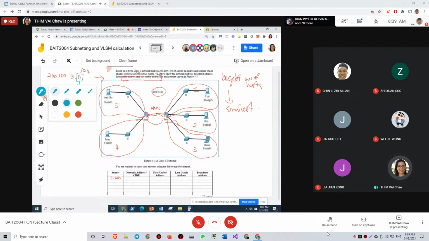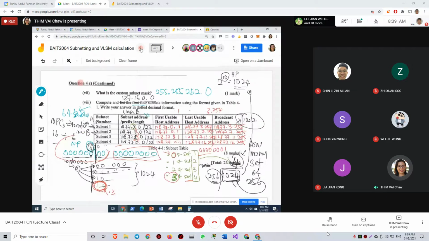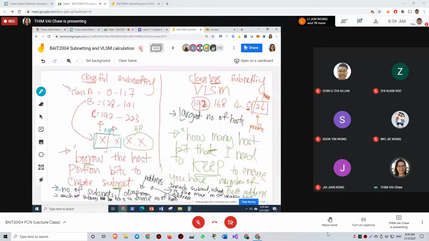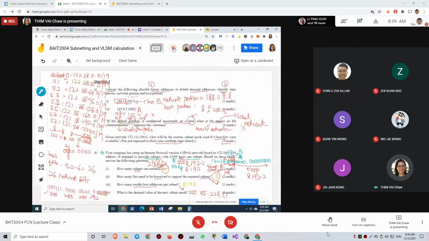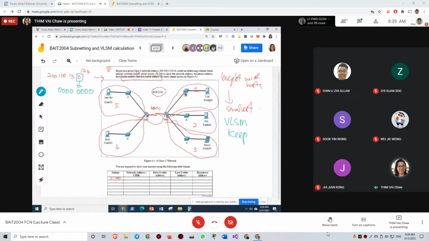From this portion here, you need to think about VLSM, bits to keep. For this topic, I'm talking about how many host bits I need to keep to ensure that you have this number of host addresses. It's different from before. So I'm moving back to here. Because you want to have 120 usable IP addresses, in this case I'm going to keep 7 bits.